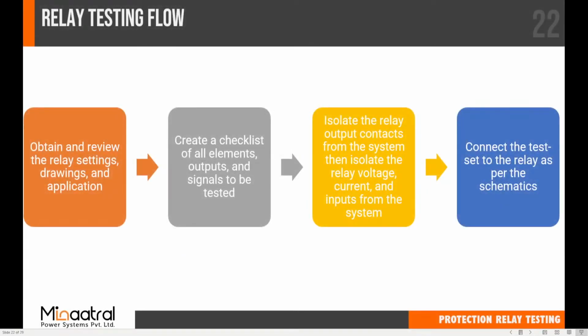So the first step that you will be looking at is you need to get the relay settings, the drawings, what is the application that you're using it for, what are the protection functions that you need, and you need to create a checklist of all the elements, all the protection elements, all the outputs and all the signals that you need to test, right? And in case you're doing it live, you need to isolate the current and voltage input, and you need to connect your test kit as per the recommended schematics.